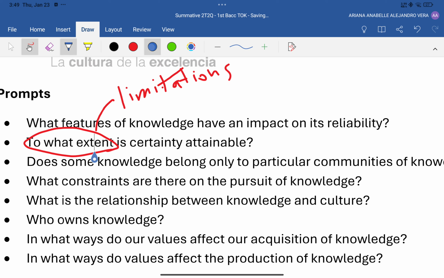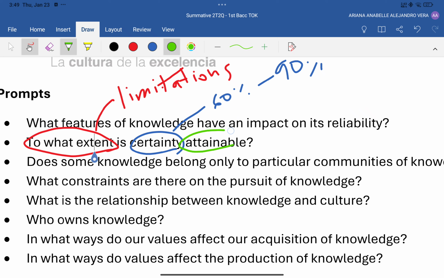Okay, then the next word is certainty. So for me, certainty is something that is between 60% and 90%. That for me is enough to call it certain. And attainable, okay, something I can get. So there we have. That is the analysis that I'm asking.